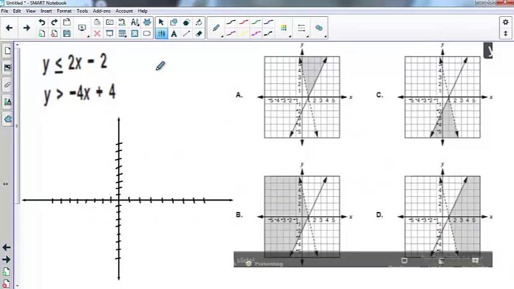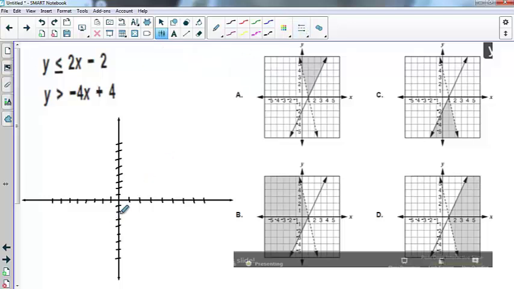Whenever you graph these inequalities, first of all, if it has the equal to, what does that mean about the line? Solid. If it doesn't, it is dotted. Is this less than or greater than? Less than. So I would shade below, not to the left, below. And for this one, I would shade above.